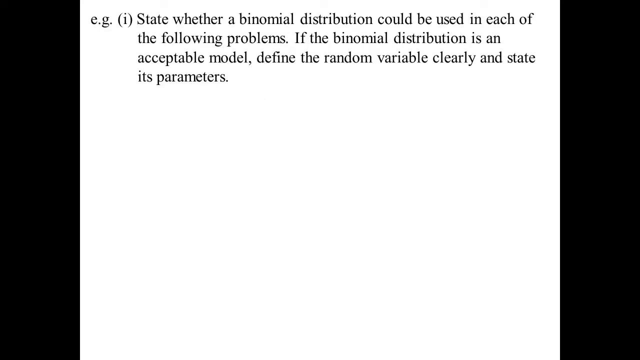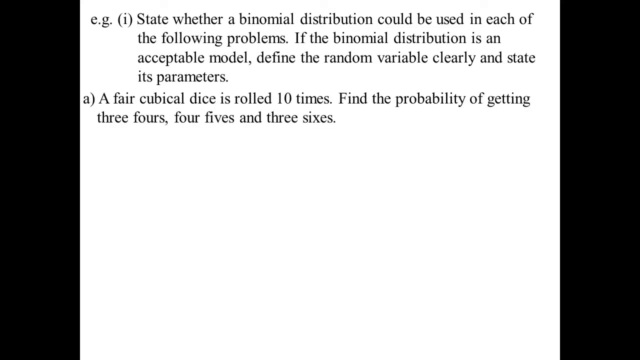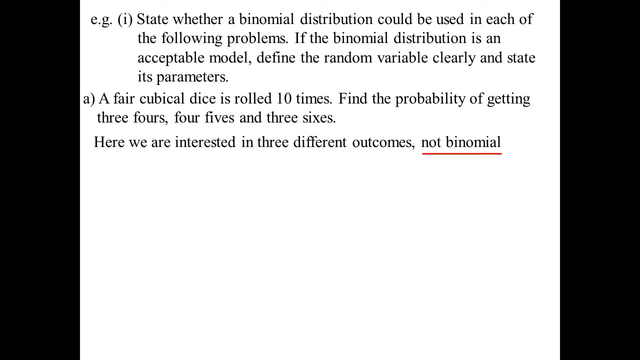We're going to state whether a binomial distribution could be used in each of these problems. And if it could be, we'll work out then what the random variable is describing and all the different information we'd like to know, its parameters. So a fair cubical dice, 6-sided, is rolled 10 times. Find the probability of getting 3 4s, 4 5s, and 3 6s. So the question is, is that a binomial distribution? And the answer is no, because there's 3 different outcomes we're interested in. 3 4s, 4 5s, and 3 6s. So it's not binomial. Remember, binomial only had success, failure, 1 outcome.